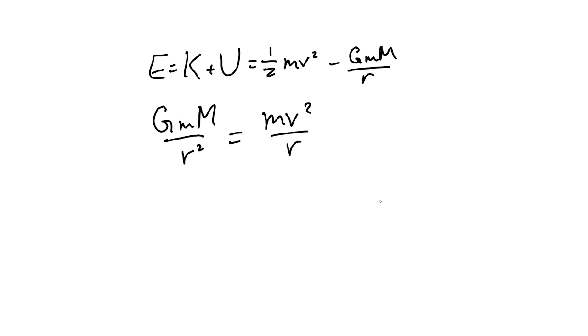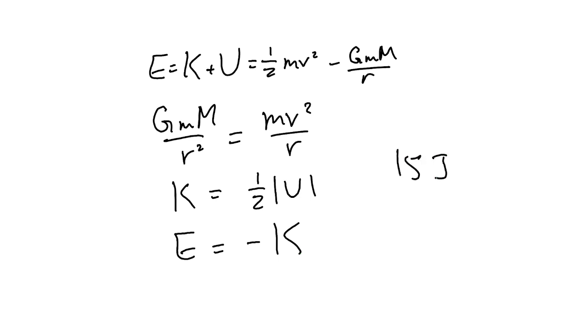And so that means that our kinetic energy K is going to be 1 over 2 times the absolute value of our potential energy. And we can also say that our total mechanical energy is going to be the negative of our kinetic energy, right? So if our total energy, say, increases by 15 joules, right? Then our kinetic energy will decrease by 15 joules. So that's what this is about.